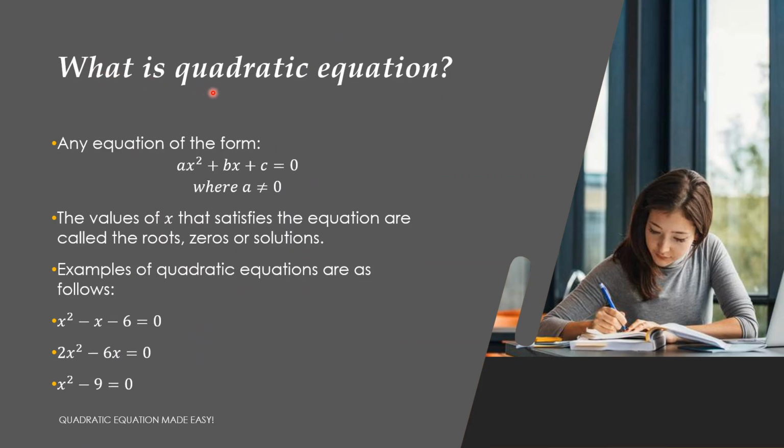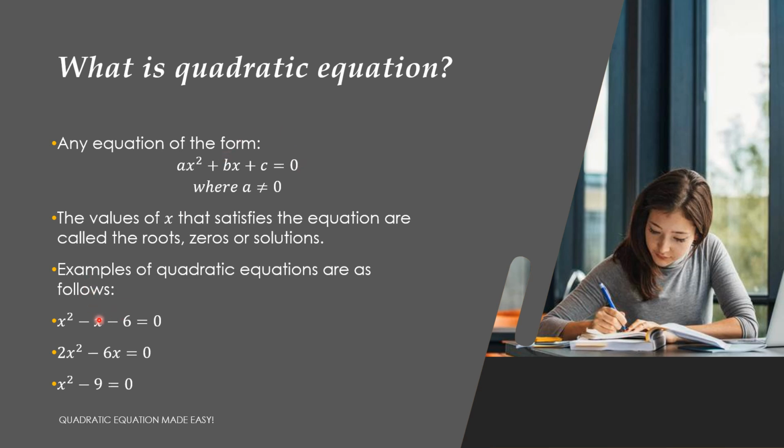Now, what is a quadratic equation? What we need to understand is a quadratic equation is of the form ax squared plus bx plus c equal to 0, where a cannot be 0. The values of x that satisfy the equation are called the roots, the zeros, or solutions of the quadratic equation.